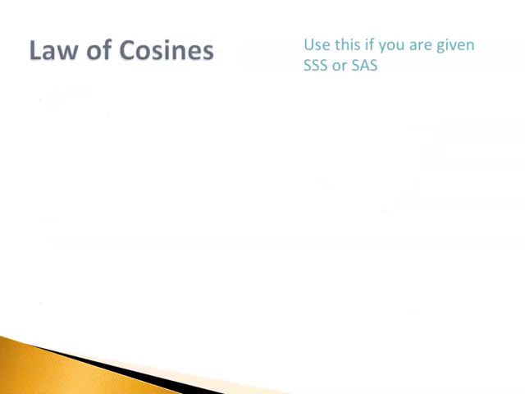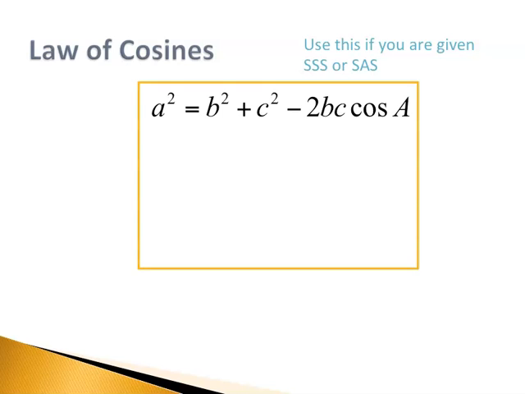Now for law of cosines, you are going to use this formula if you are given all three sides, or if you're given two sides and an included angle, so side, angle, side. Now, you'll notice that I've only filled this in at the top part of the box. The reason is because there are two other versions of it, but it's really the same formula. So a squared is equal to b squared plus c squared minus 2bc cosine of A.